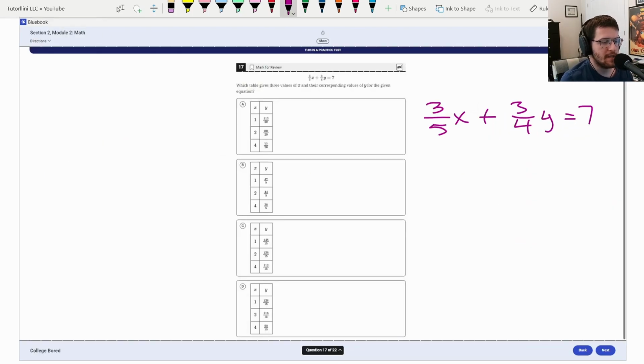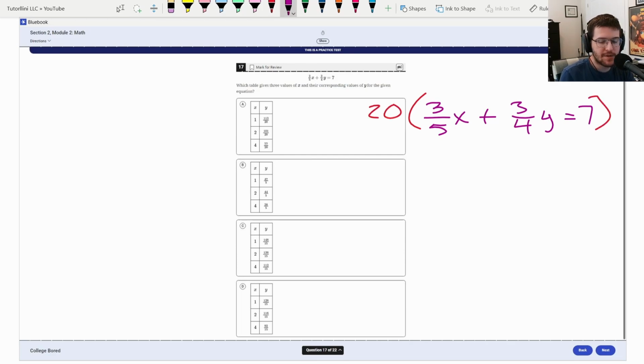Okay, question 17. To help check the input-output table, it would probably make the most sense if we try to get y by itself. Just like I talk about in my Ottocento number 14, called matching coefficients and clearing denominators, we're going to clear the fractions, clear the denominators. So we have a denominator of 5 and a denominator of 4. The least common multiple of 5 and 4 is 20. So we're going to multiply this entire equation by 20.